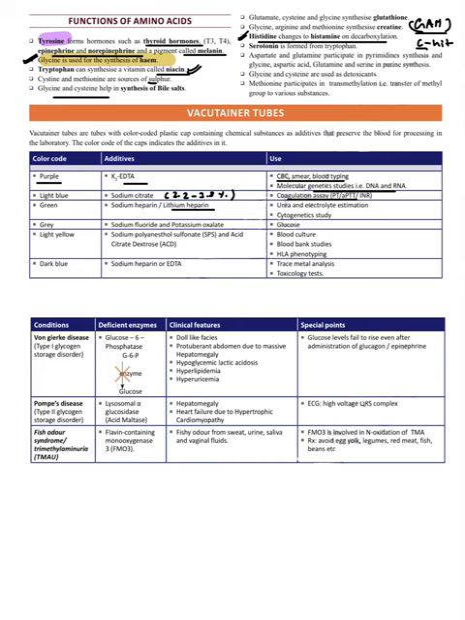Green one, guys, is the heparin one, and this is used for urea and electrolyte study. Gray is for glucose, don't get confused, and it contains sodium fluoride that inhibits enolase, the last step of the glycolysis pathway. Light yellow is used for blood bank and blood culture. For blood bank we also use the pink color, but pink color is rarely available, hardly you will see. And dark blue is the sodium heparin or EDTA, and this is used for trace metal and toxicology, guys.